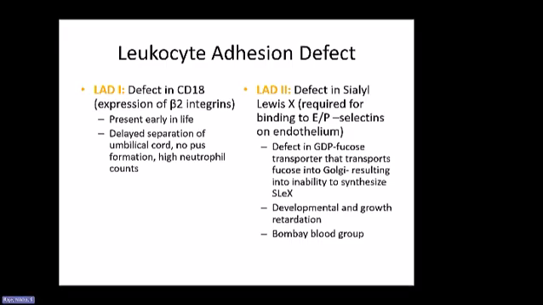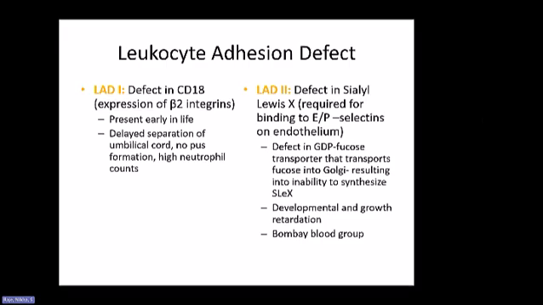LAD type 2 defect is in Sialyl-Lewis X. The defect typically is because of a fucose transporter that transports fucose into the Golgi apparatus, helping the production of Sialyl-Lewis X. Because there is no Sialyl-Lewis X produced, these patients can present with LAD. So this is a selectin defect. These patients will have developmental and growth retardation.